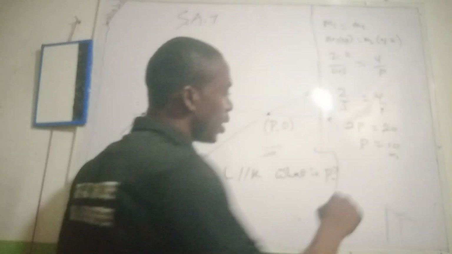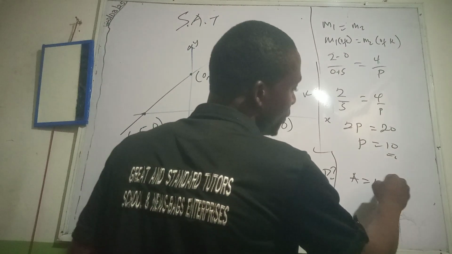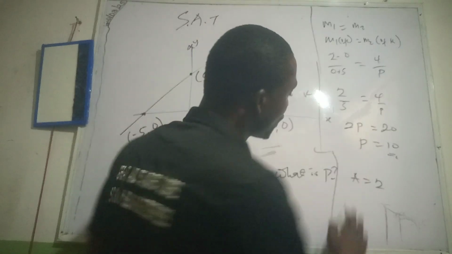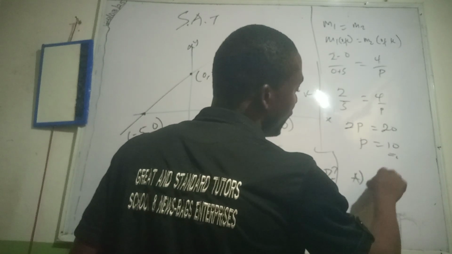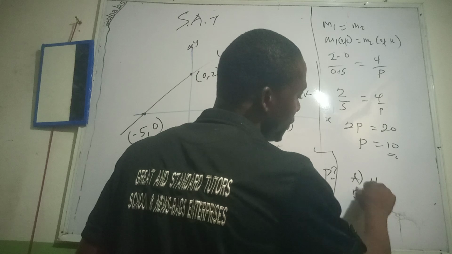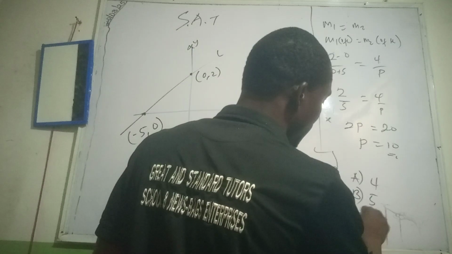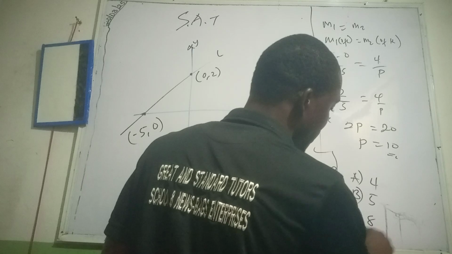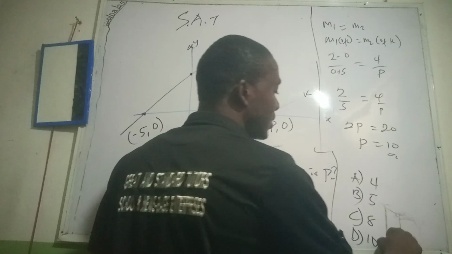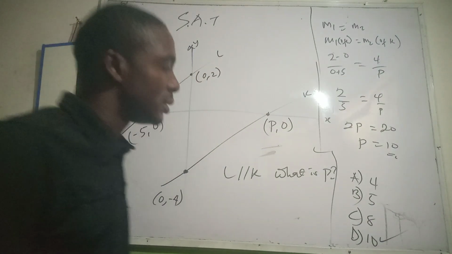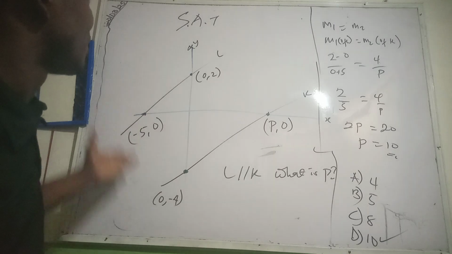So we have the options. We have option A 4, option B 5, option C 8, and option D 10. So our answer is definitely option D. So this is how it's going.